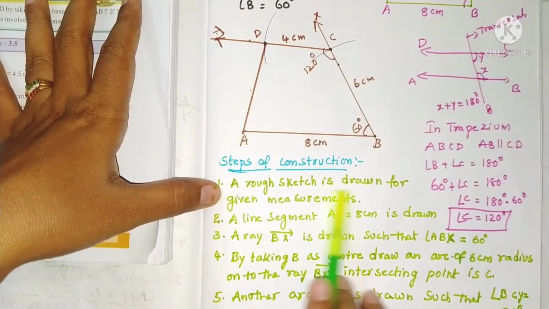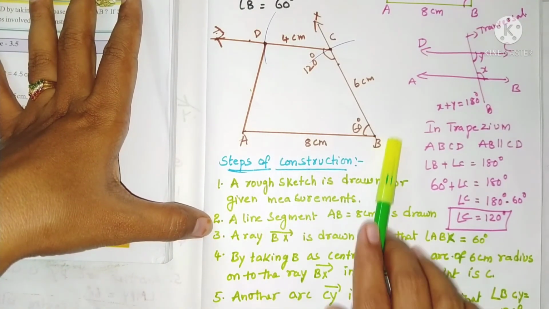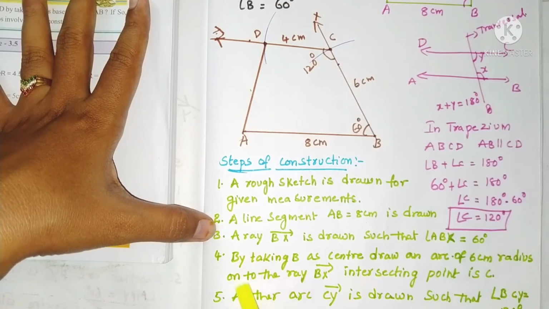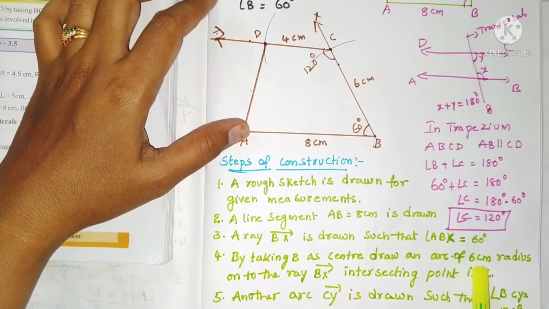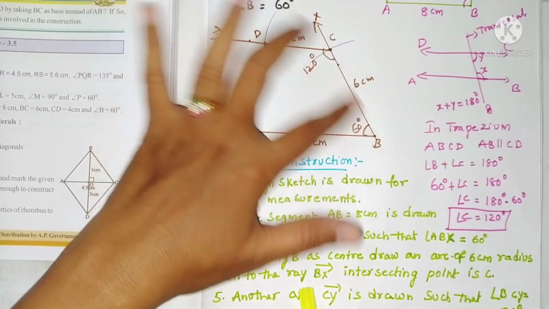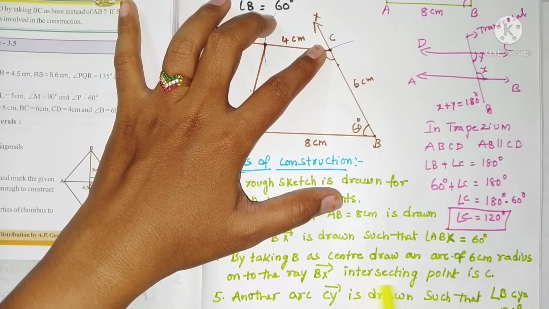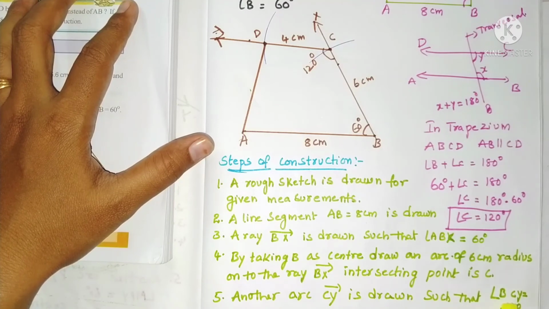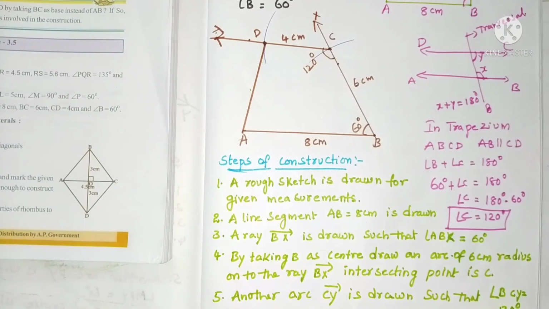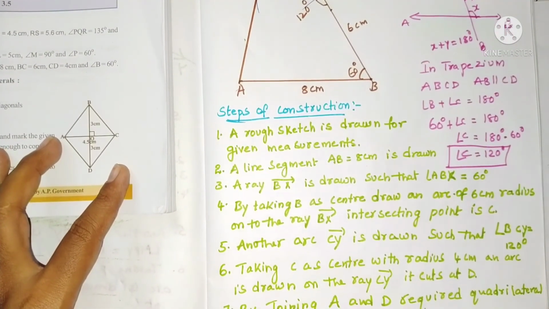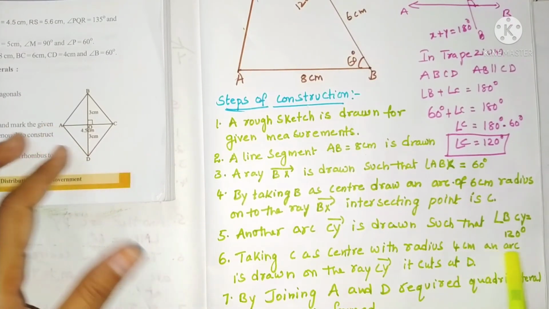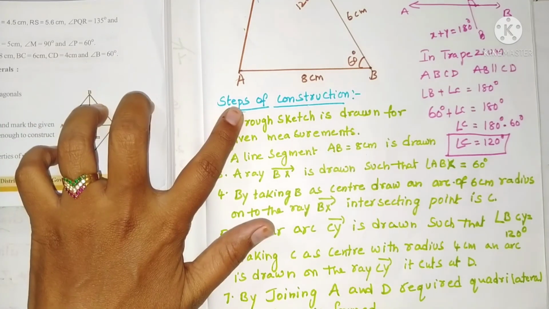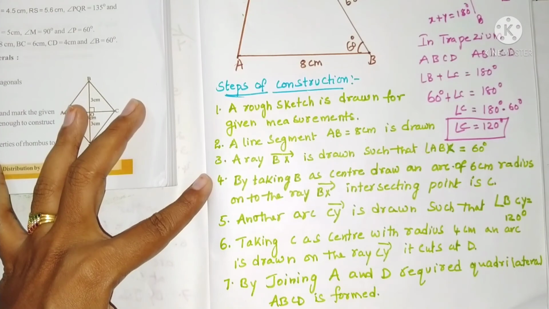Steps of construction. First, a rough sketch is drawn for the given measurements. Next, a line segment AB of 8 cm is drawn. A ray BX is drawn such that angle ABX is 60 degrees. Next, by taking B as center, draw an arc of radius 6 cm onto this ray BX. It intersects at C. Next, another arc CY is drawn such that angle BCY is equal to 120 degrees. Next, taking C as center with radius 4 cm, an arc is drawn on the ray CY. It cuts at D. So finally, by joining this A and D, the required quadrilateral ABCD is formed.